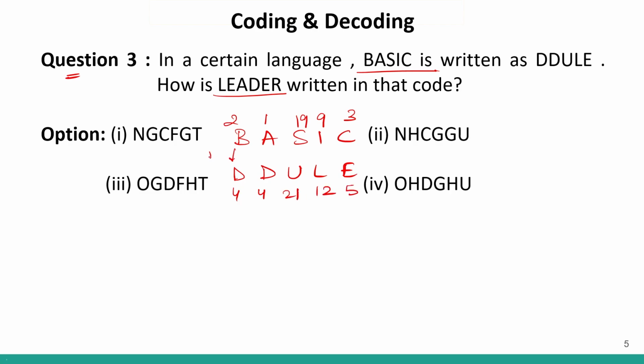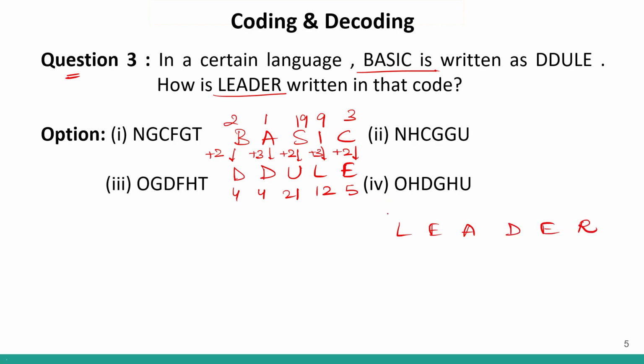So here I can see plus 2. Here I can see plus 3. Here I can see plus 2. Here I can see plus 3. And here again I can see plus 2. So basically alternating between plus 2 and plus 3. So we will do the same thing for leader. Correct? These are the alphabets.